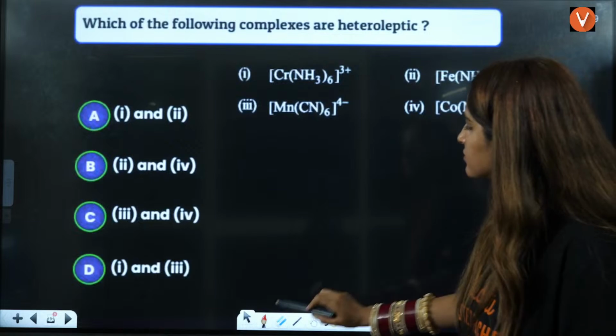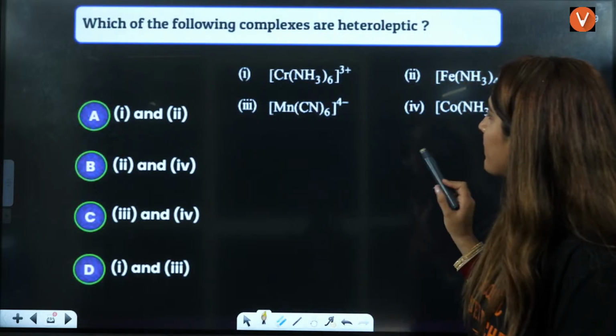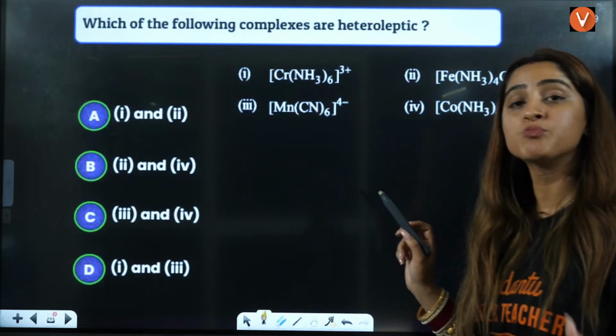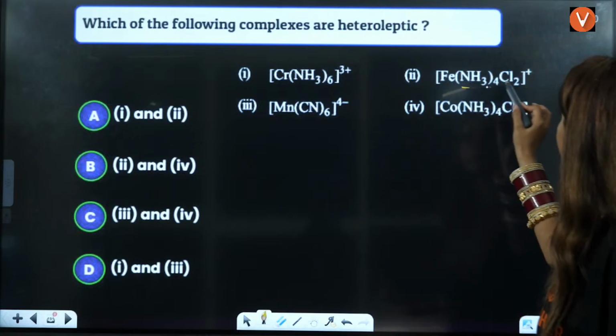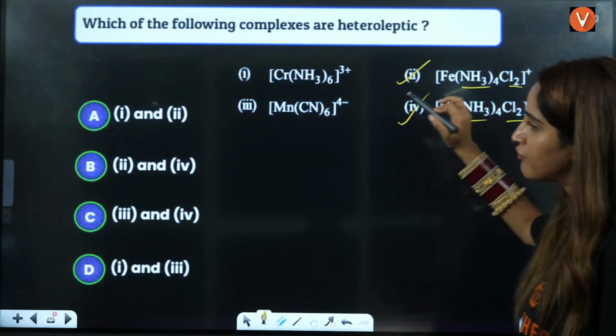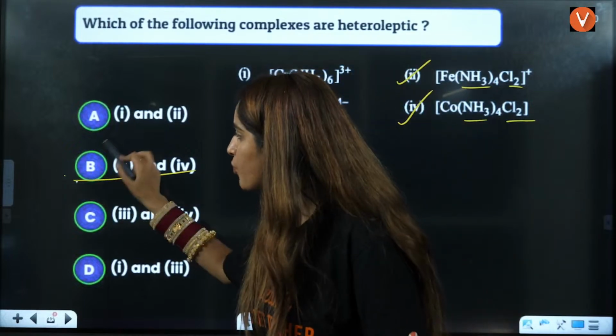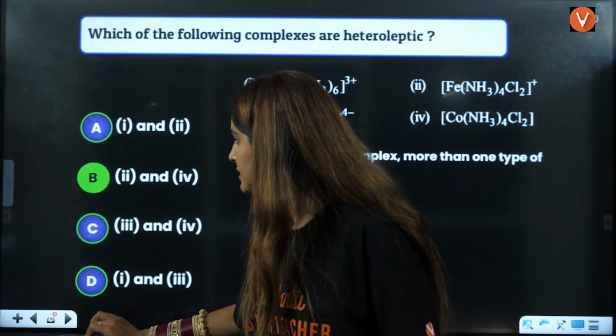Next is, which of the following complexes are heteroleptic? That is, more than one kind of ligand. So this has more than one kind of ligand. Second and fourth are heteroleptic. So B is the correct answer here, right?